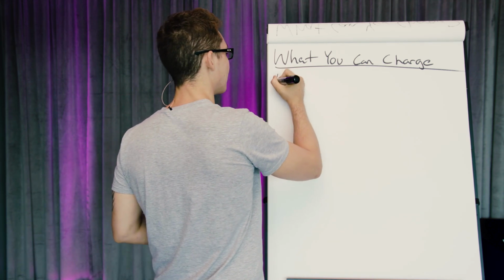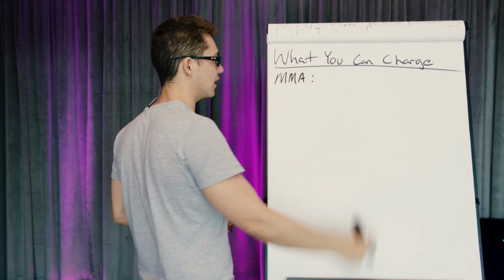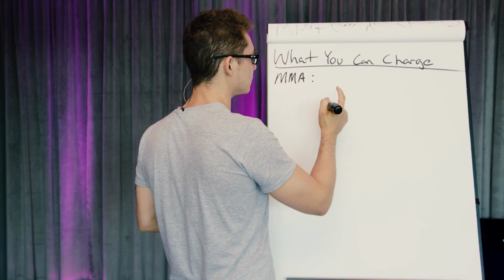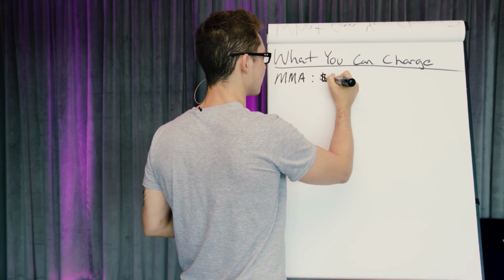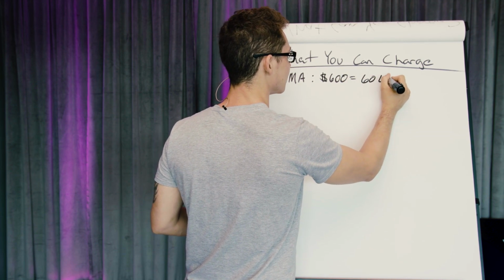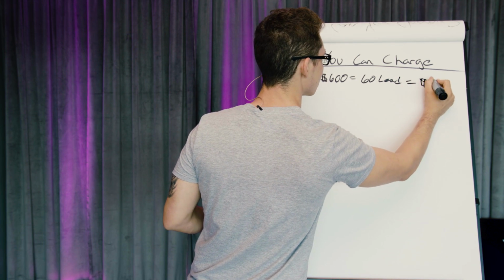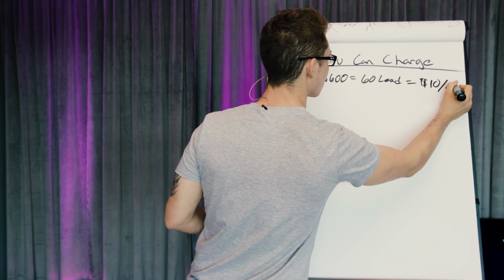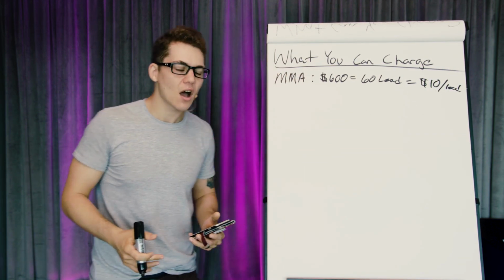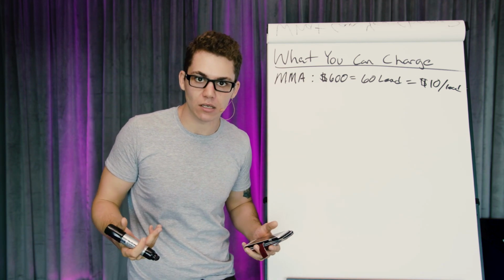This was an MMA gym, and we literally just started the campaign last week. So we spent $600 the first week, $600, and we got 60 leads. That is $10 per lead. Now, $10 per lead is actually a little bit high. I've gotten leads for MMA gyms all the way down to $1.50, okay?